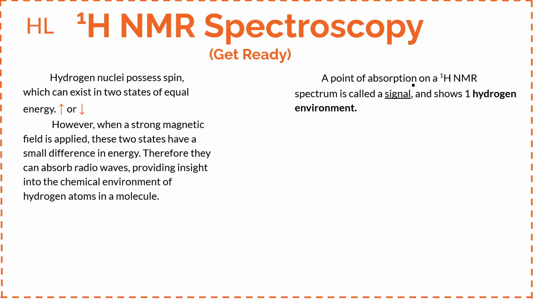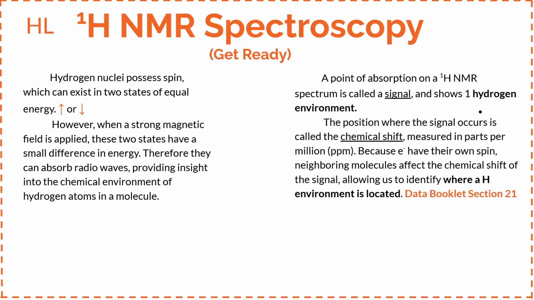A point of absorption on an H1 NMR spectrum is called a signal and shows one hydrogen environment. So as we said, it talks about chemical environments. So it's going to show one hydrogen environment, which is kind of like the conditions hydrogen exists in. The position where the signal occurs is called the chemical shift, measured in parts per million or ppm. Because electrons have their own spin, neighboring atoms affect the chemical shift of the signal, allowing us to identify where a hydrogen environment is located, because the different connections to whatever carbon the hydrogens are bonded to are going to affect the chemical shift of that hydrogen.